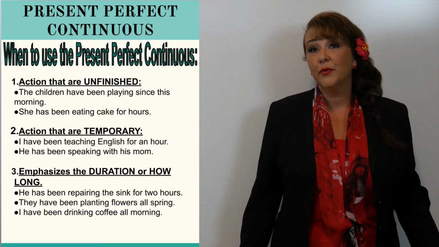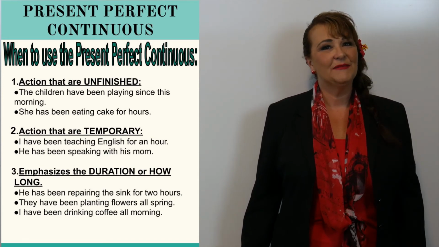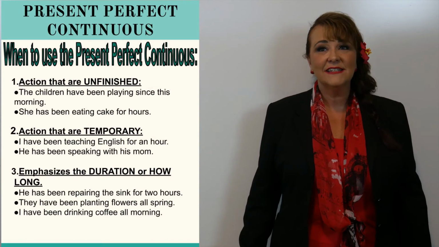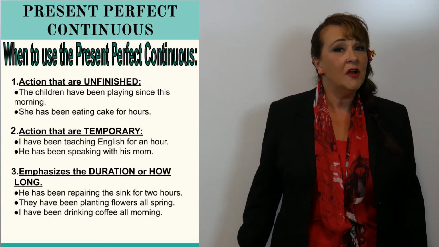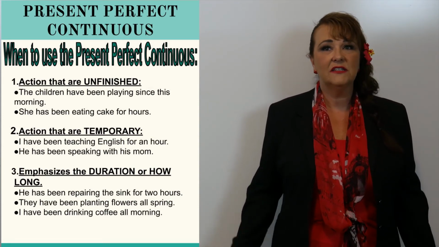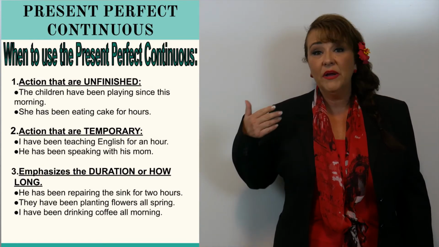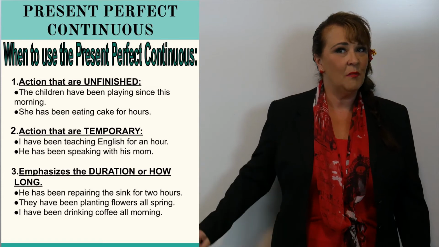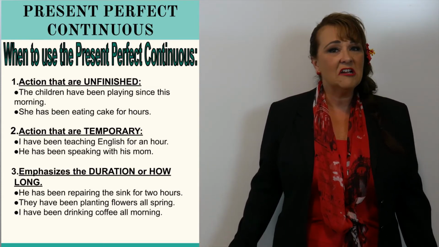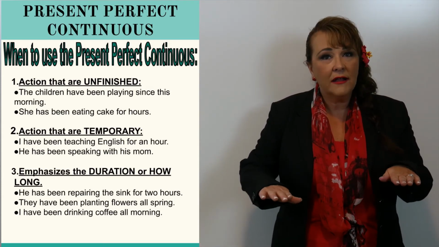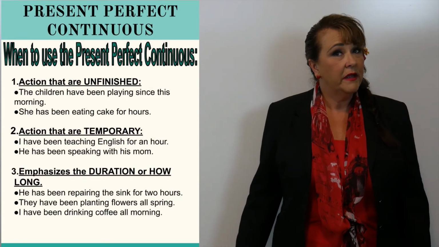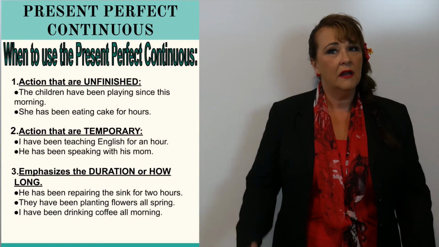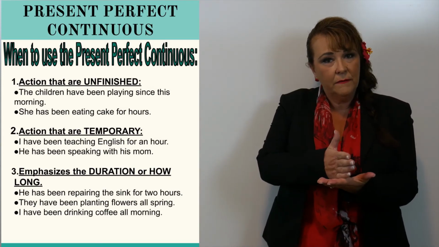For 5 minutes, for 2 weeks, and since Tuesday are all durations which can be used with the present perfect continuous. One way you can use this tense is to describe an ongoing activity that started in the past but is still continuing right now at this moment. The action is not finished, unlike the present perfect, where the action is finished.